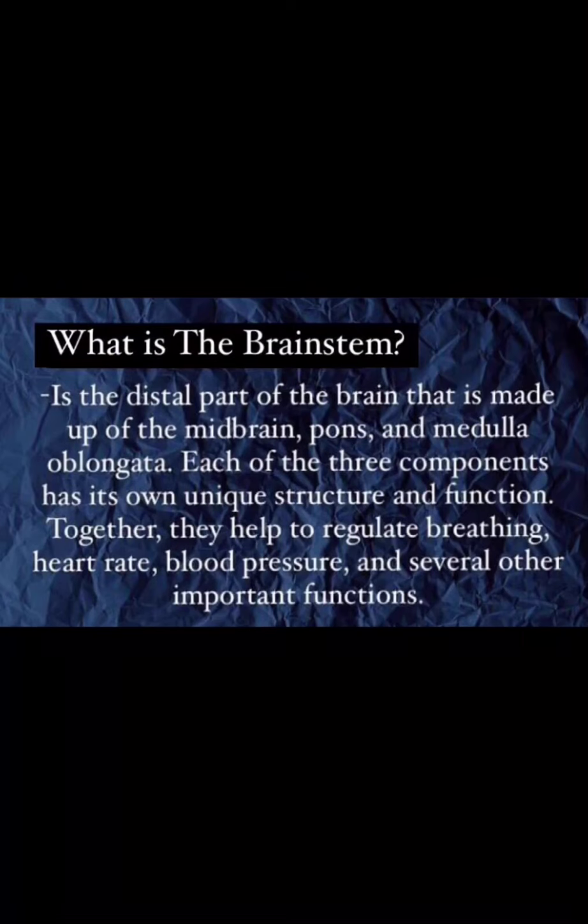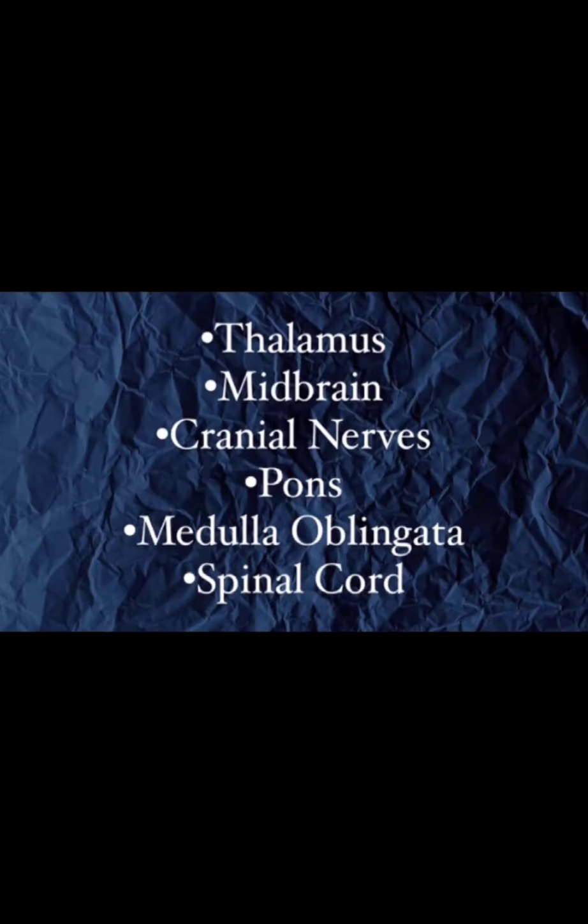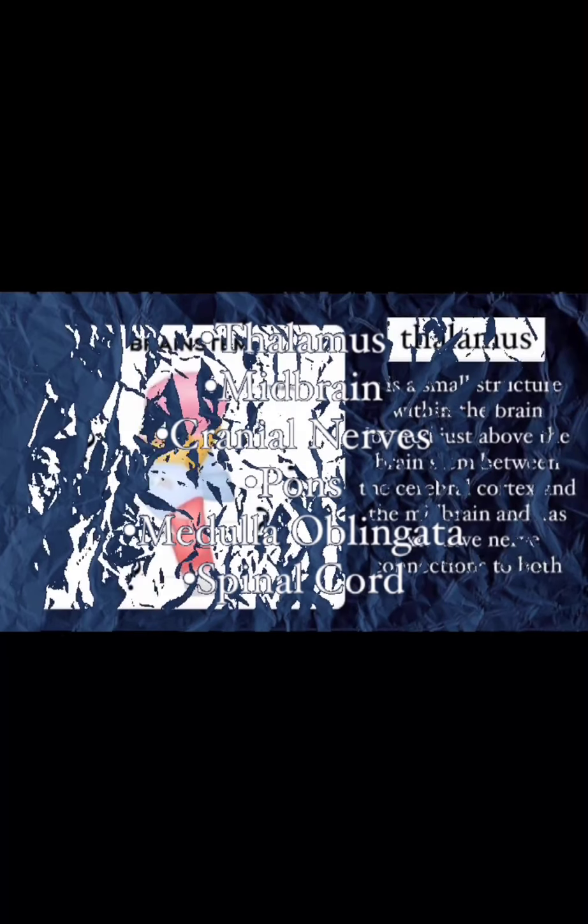What is the brainstem? It's the distal part of the brain that is made up of the midbrain, pons, and medulla oblongata. Each of the three components has its own unique structure and function. Together, they help to regulate breathing, heart rate, blood pressure, and several other important functions. There are six main parts of the brainstem: thalamus, midbrain, cranial nerves, pons, medulla oblongata, spinal cord.